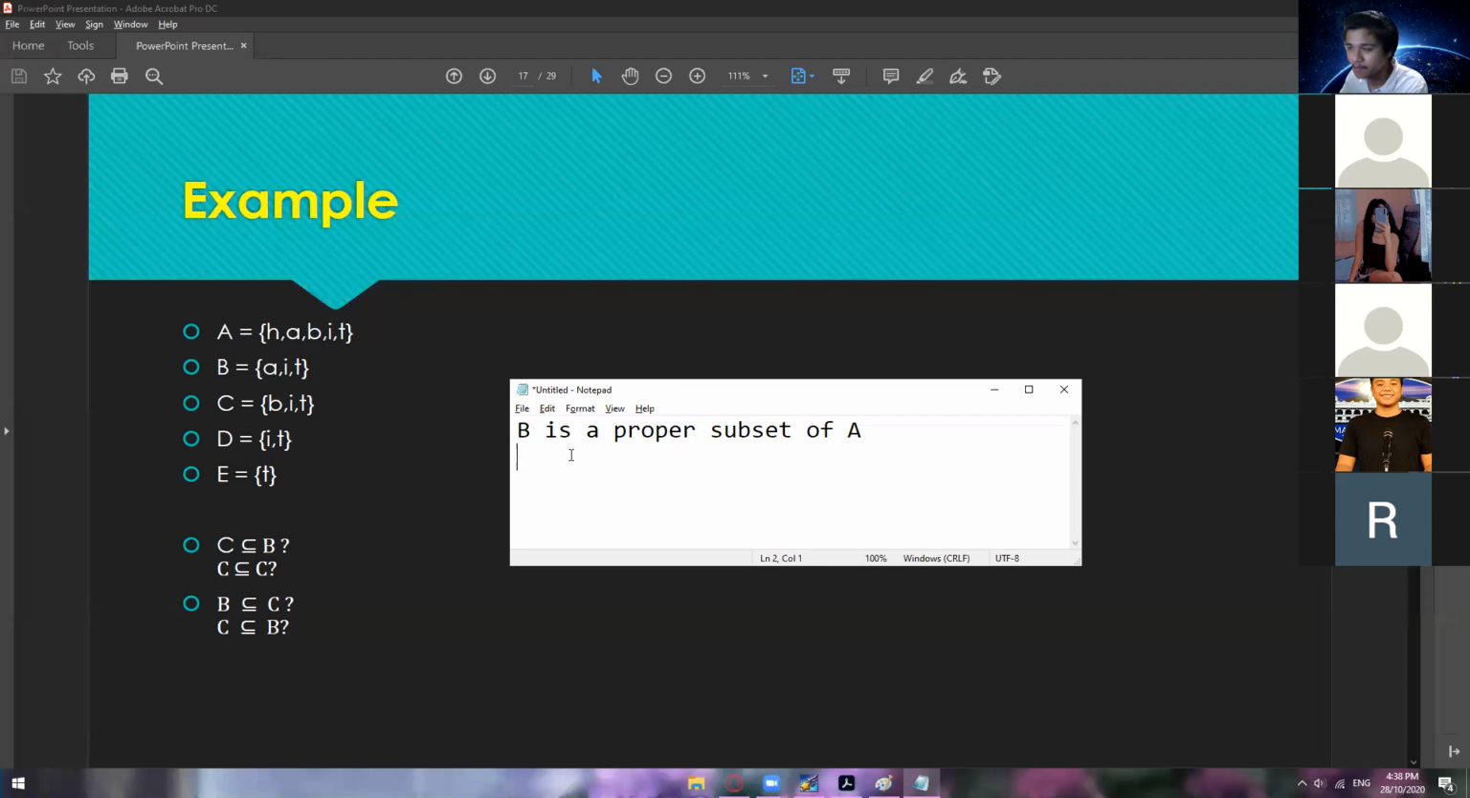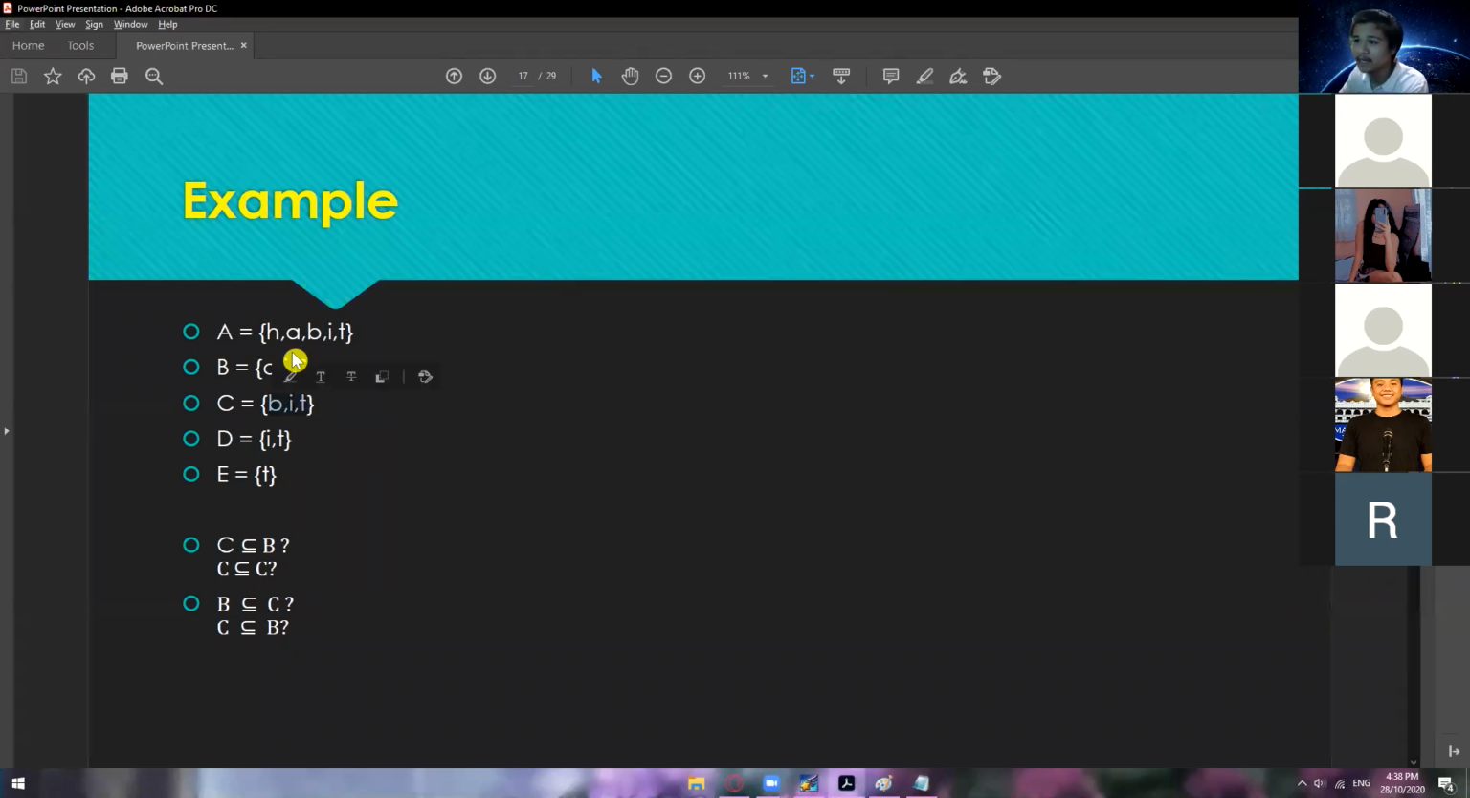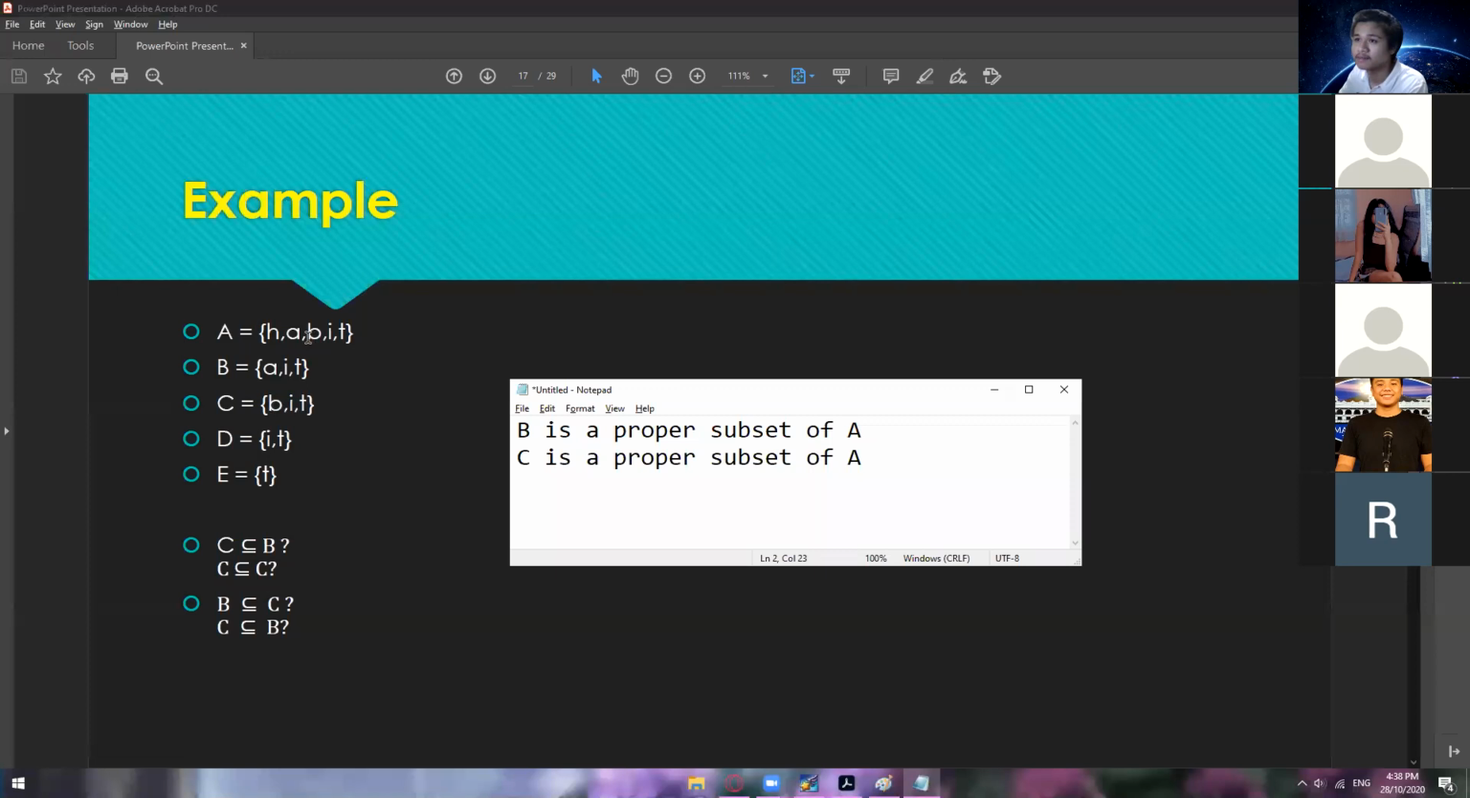So let's have another example. C is a proper subset of A. The same, we can find the elements of C in set A, but we cannot find the letter H and then A in set C. So in here we have two. Our condition is only at least one. The same with this one, let's say B is a proper subset of C.